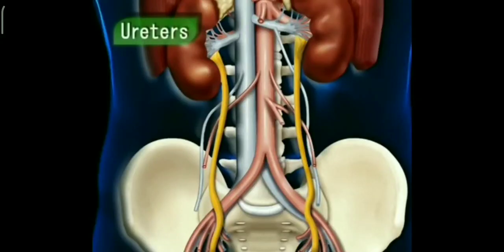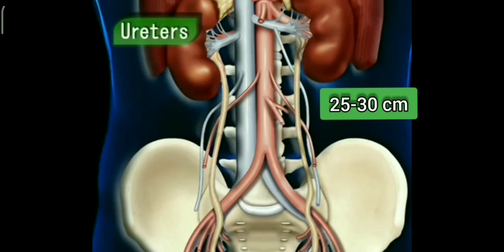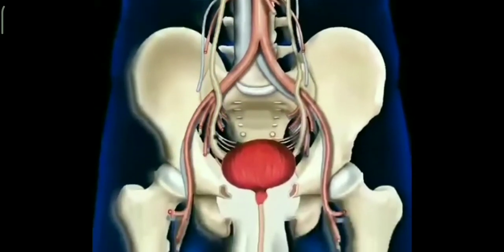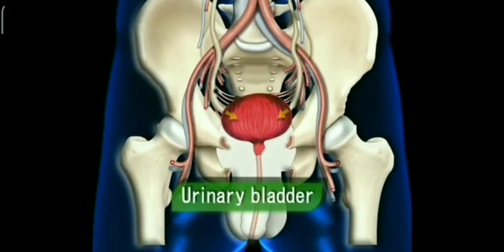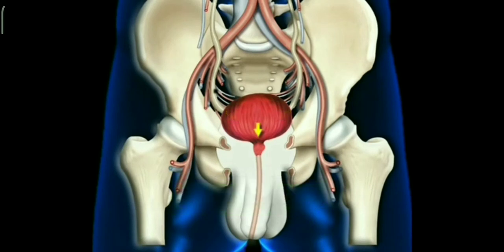Ureter is 25 to 30 cm long and is a muscular tube. They open into urinary bladder by separate openings which are not guarded by valves. They pass obliquely through the wall of urinary bladder. This helps in prevention of backflow of urine due to compression of ureters while bladder is filled.